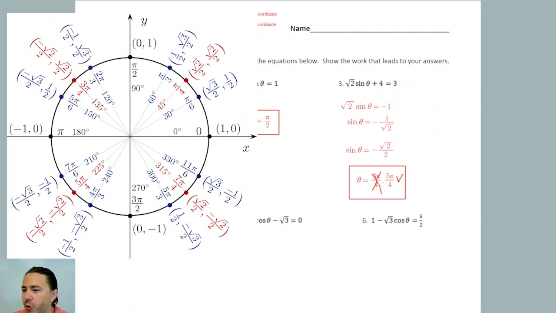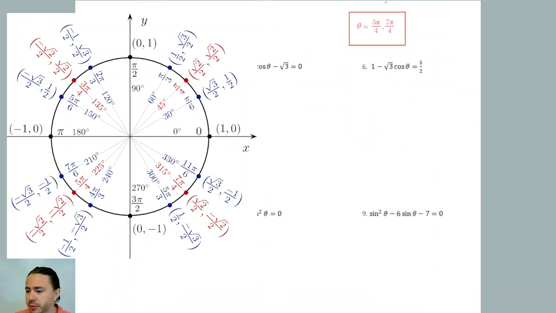3 pi over 4, the coordinate I'm looking at is negative root 2 over 2, comma root 2 over 2. But what I should be looking at for sine is the y coordinate. So 5 pi over 4 does work because that point is negative root 2 over 2, comma negative root 2 over 2. But the other one is going to be 7 pi over 4. So my bad there. Let's go ahead and delete this one. We'll change that to 7 pi over 4. So, wow, glad I caught that. Okay, so let's go on to the next one.